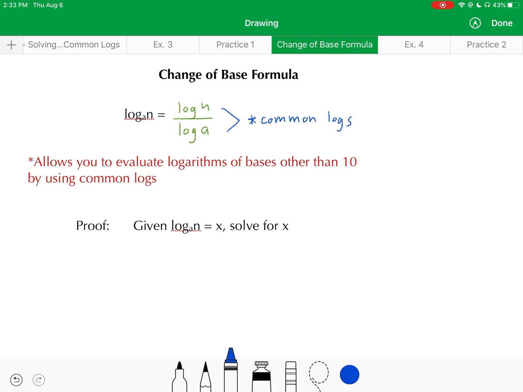So what this formula is showing me is that I'm able to evaluate logarithms of bases other than 10 by rewriting them in terms of common logarithms and then being able to use my calculator, okay?